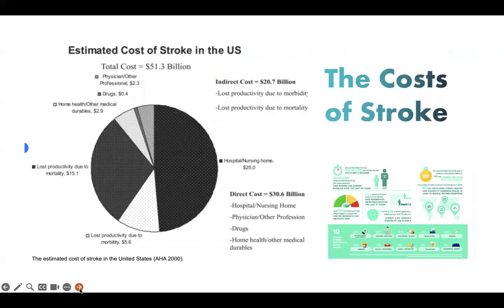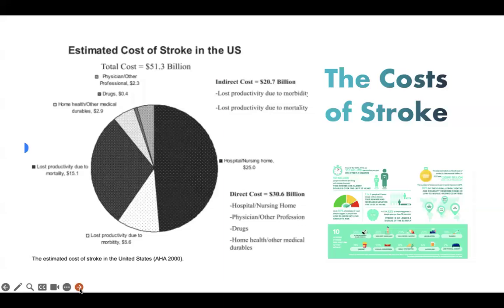The costs of stroke to the healthcare system and society are significant and multifaceted. While the exact figures may vary depending on factors such as healthcare systems, country, and methodologies used in calculations, numerous studies have highlighted the considerable economic burden associated with stroke. Here are some key points regarding the cost.